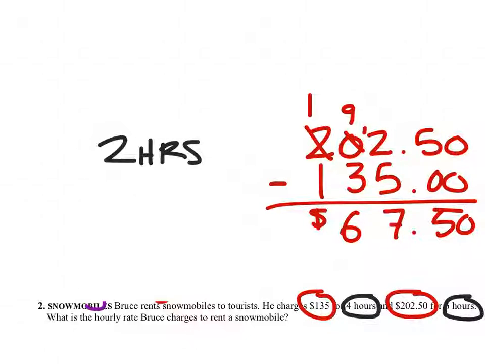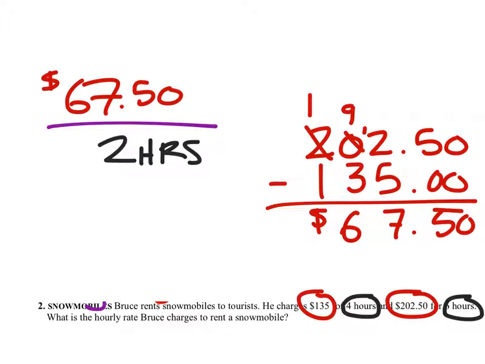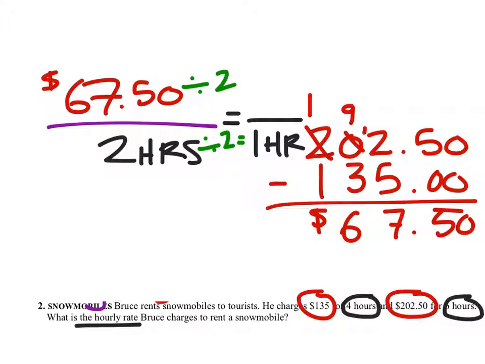Well, if we wanted to find his hourly rate, so this is $67.50 for 2 hours. But what we want to find out is how much it cost for 1 hour, because that's the hourly rate right here. Well, how would we do that? Here's what I would do. I would divide 2 by 2 to get to 1. So I'm just going to divide the $67.50 by 2.